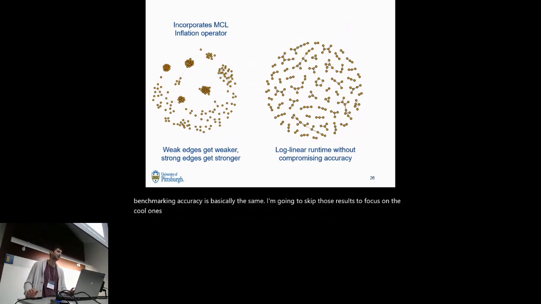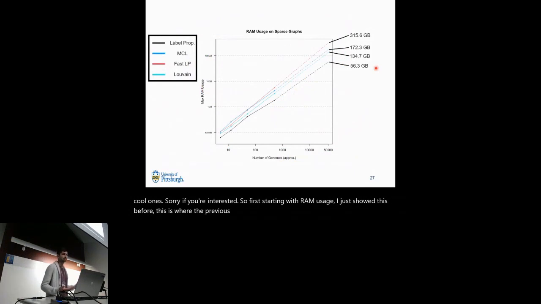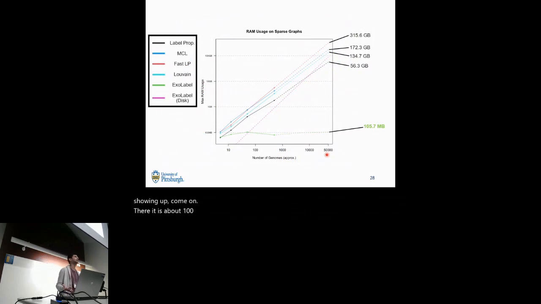Sorry. If you're interested, so first starting with RAM usage, I just showed this before. These were the previous algorithms that we were analyzing. ExoLabel takes about, you can see it in green at the bottom if it's showing up. Come on. There it is. About 100 megs of RAM rather than hundreds of gigabytes.